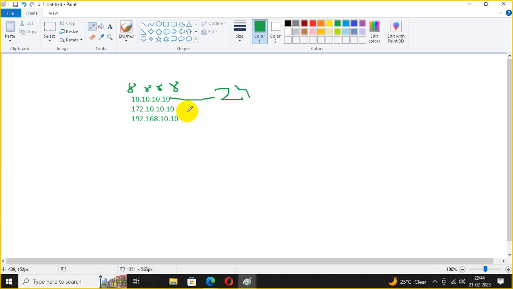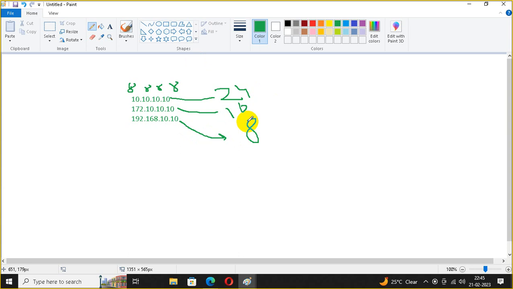If I ask you how many host bits are here? 16. Why? Because it's 2 bytes network, 2 bytes host. 8 plus 8, 16. Clear? Perfect. Now if I tell you this one, how many host bits? 8. Perfect. Is that clear?